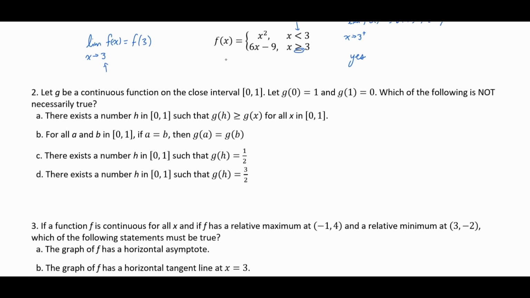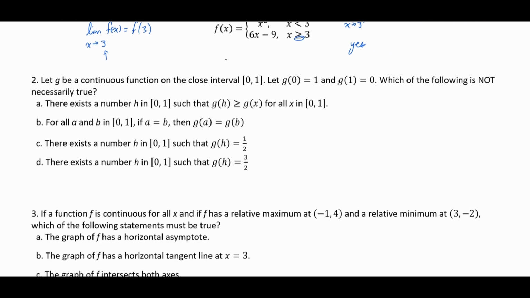Moving on to question 2, it says let g be a continuous function on the closed interval 0 to 1. Let g of 0 equal 1 and g of 1 equal 0. So let's see what that means to me. We have a function that is continuous. So g of 0 is going to be 1, I'll put it right there, and g of 1 equals 0. I don't know what it's doing, but it could do something like that.